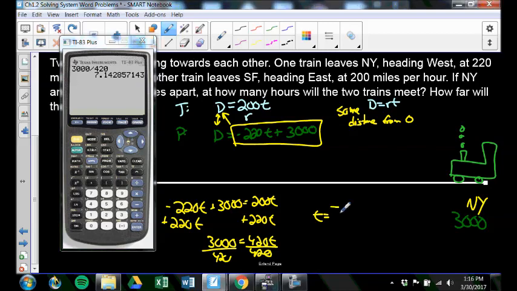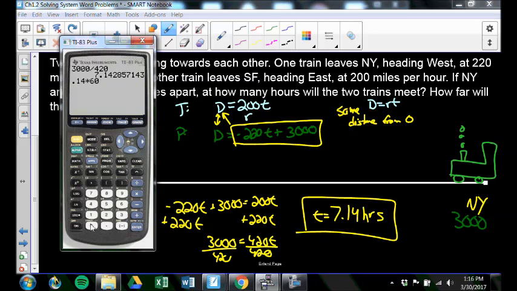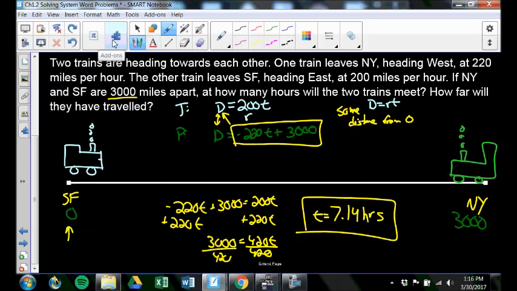7.14 hours. Because of the time, it takes them a little over 7 hours. In fact, if you want to make that minutes, 7 hours, 8 minutes. A little over 7 hours. Now, that was at how many hours will the two trains meet? We just answered this part.